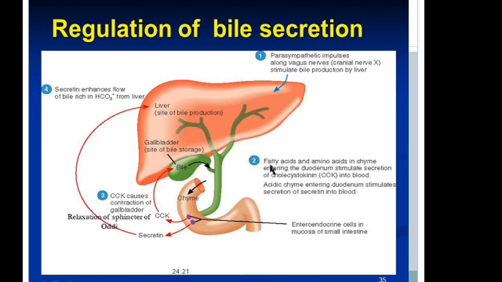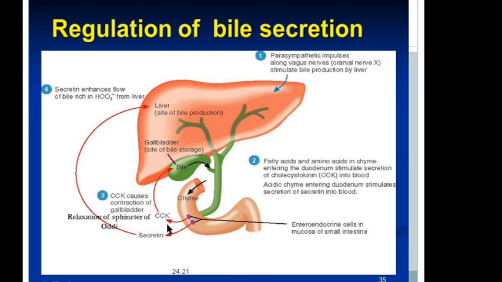Second, when fatty acid and amino acid in chyme enter the duodenum, it is a feedback mechanism that stimulates the secretion of cholecystokinin. What is the role of cholecystokinin? This cholecystokinin contracts the gallbladder. Here in this diagram you can see that when the fatty acid and amino acid in chyme enter the duodenum, this will release the cholecystokinin. This cholecystokinin contracts the gallbladder.